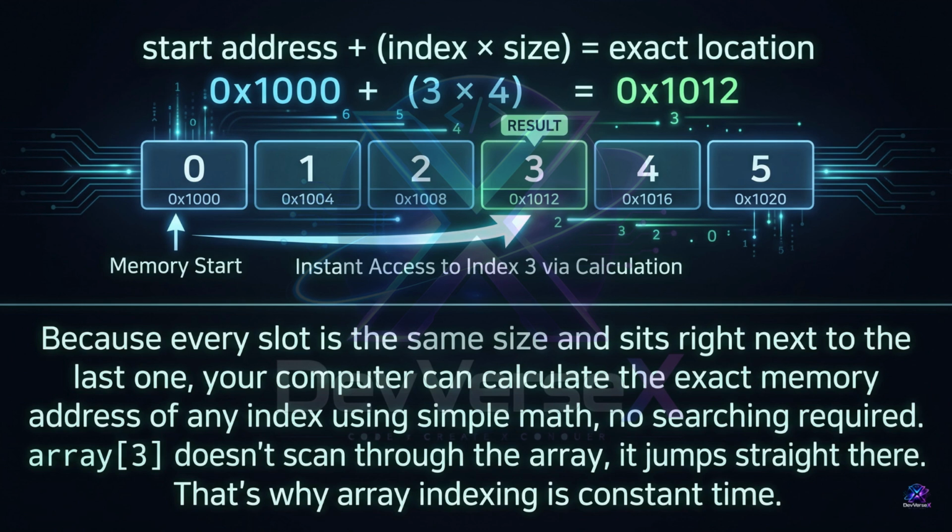Because every slot is the same size and sits right next to the last one, your computer can calculate the exact memory address of any index using simple math. No searching required. It doesn't scan through the array, it jumps straight there. That's why array indexing is constant time.